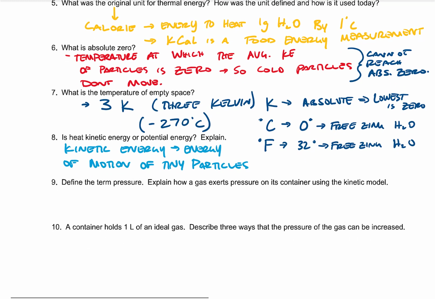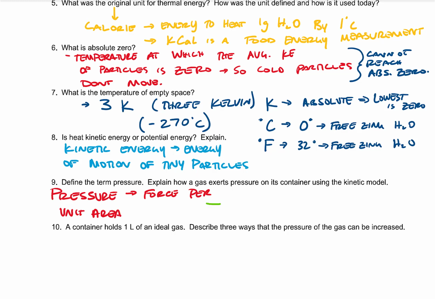Define the term pressure. So pressure is force per unit area. A gas exerts pressure on its containers, the way that we talk about it using the kinetic model. Pressure is the force of collisions with the container, or whatever we put in there. So looking at the little particles bouncing off the wall is what gives rise to what we have as pressure.